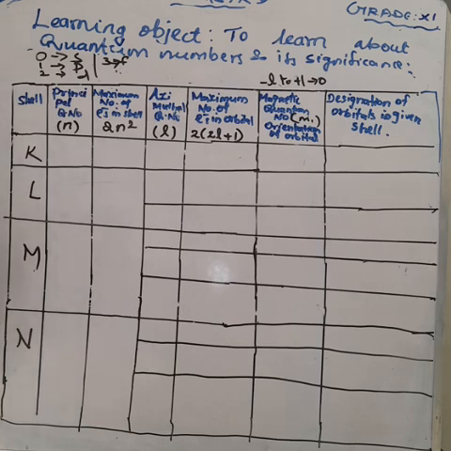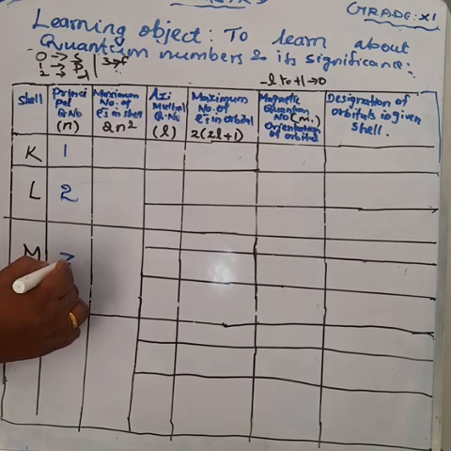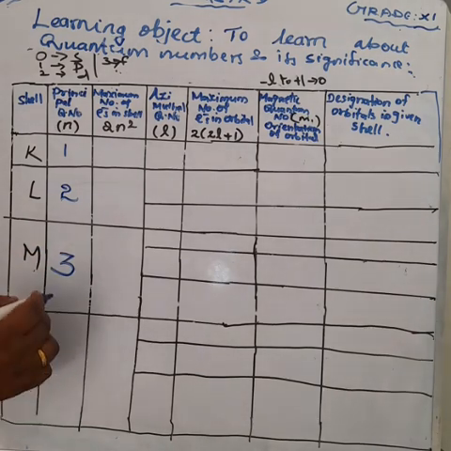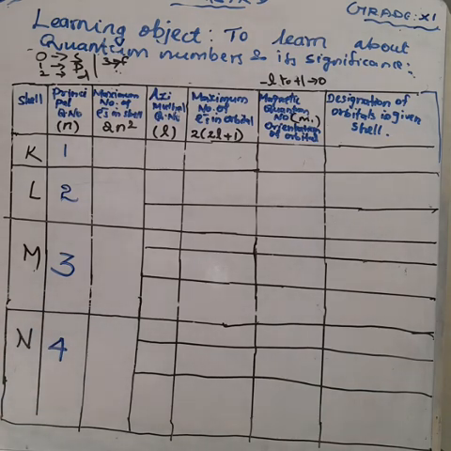So for the K shell, what is the principal quantum number? 1. For the L shell, the principal quantum number is 2. For the M shell, n is equal to 3. For the N shell, n is equal to 4. So n is equal to 1 means K shell, n is equal to 2 means L shell, n is equal to 3 means M shell, n is equal to 4 means N shell.